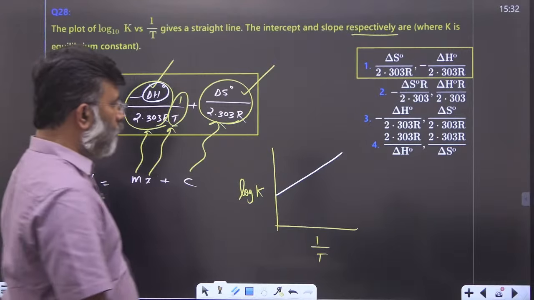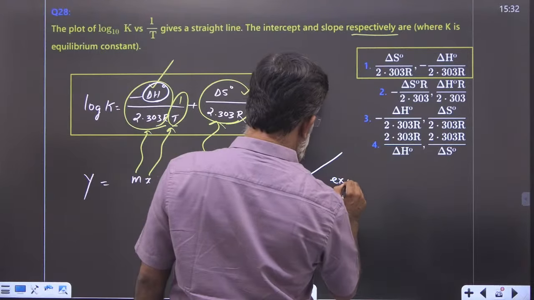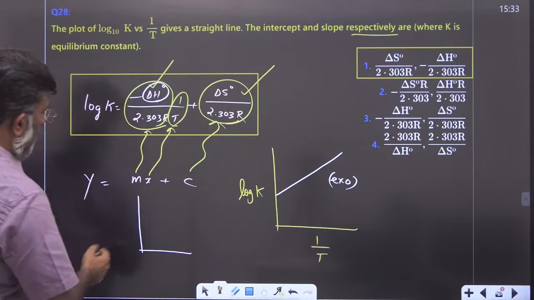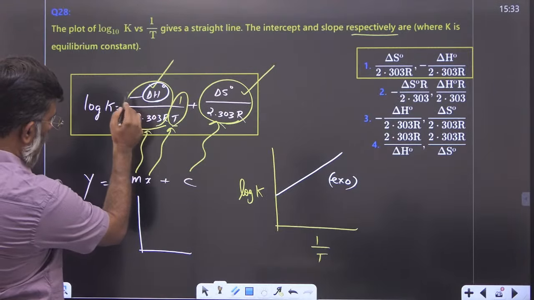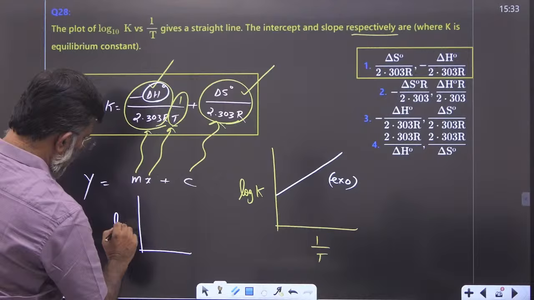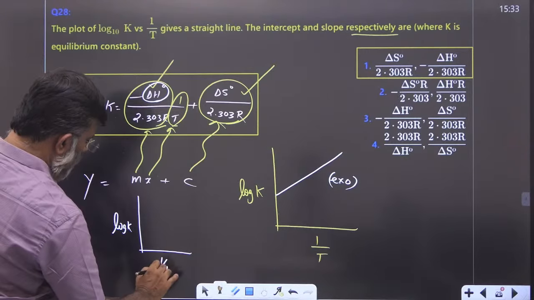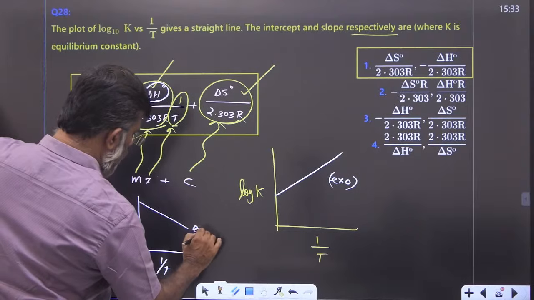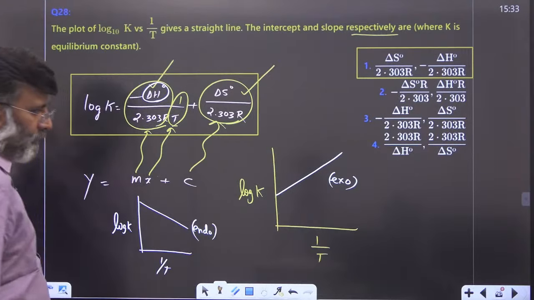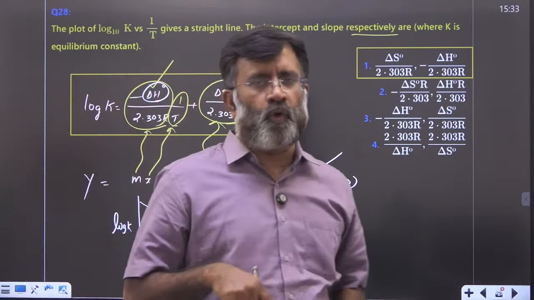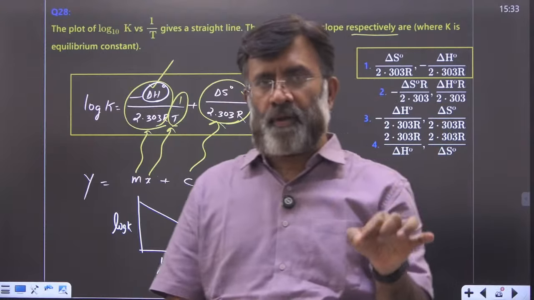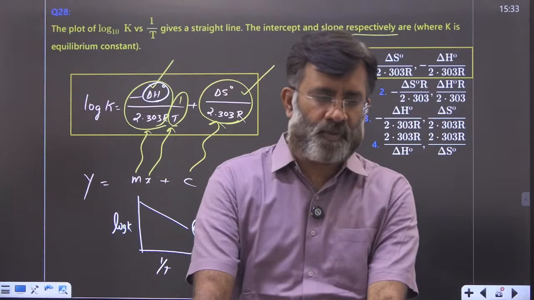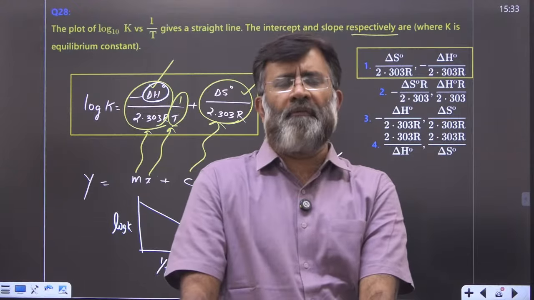And about an endothermic reaction, delta H is positive and the slope will be minus. So log k versus 1 by T, the slope will be like this. This is an endothermic reaction. So you can expect a graphical question also, a previous question, not once, multiple times, based on the Van't Hoff equation.